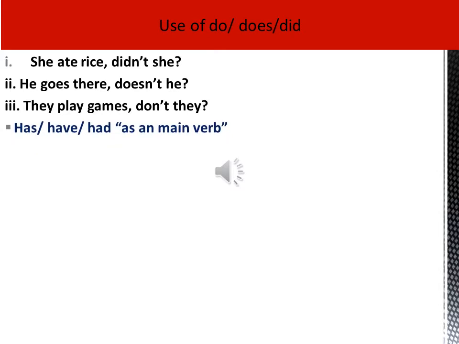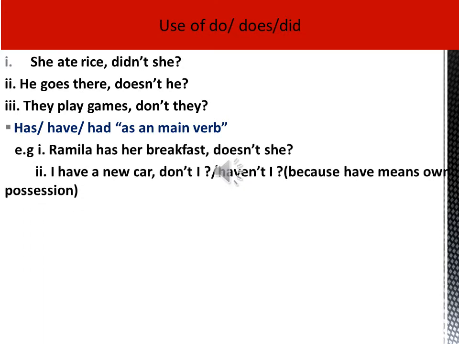Now, let's see another example. If has, have, or had is used as a main verb in the sentence, we use do, does, and did in a question tag. Instead of has, we use does. Instead of have, we use do. And for had, we use did. For example, Ramila has a breakfast, doesn't she? I have a new car, don't I, or haven't I also? We can use both because have means possession.